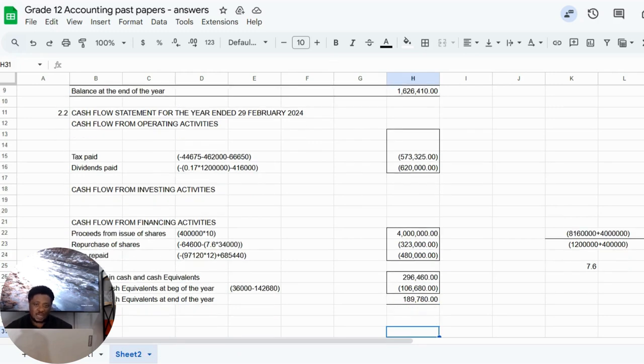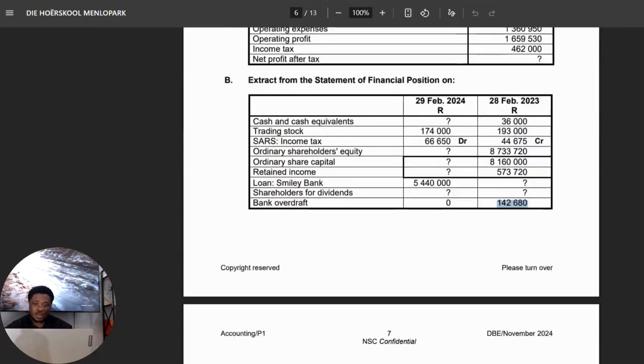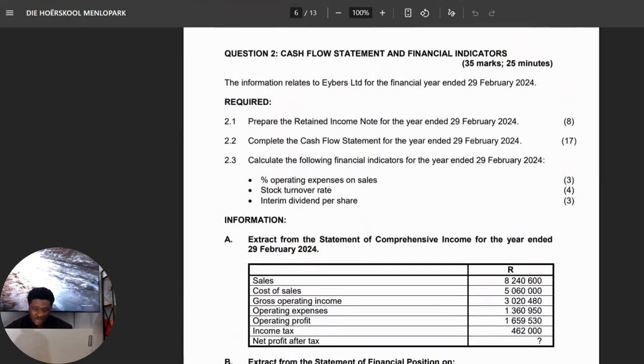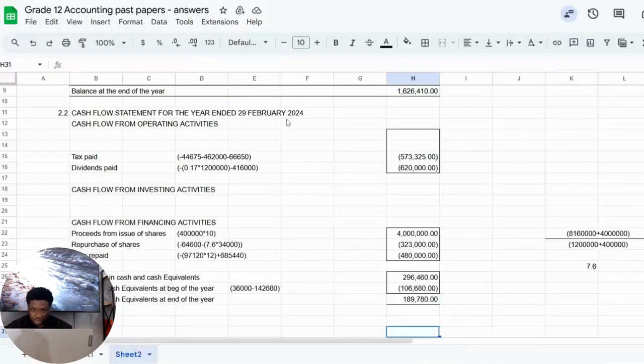And then the next thing that we're going to be looking at in this question are the few ratios that we have been asked. So the first ratio is the percentage of operating profit, so of operating expenses on sales. So fairly simple. The operating expenses is 1,360,950, and the sales amount to 8,240,600. So operating profit on sales.